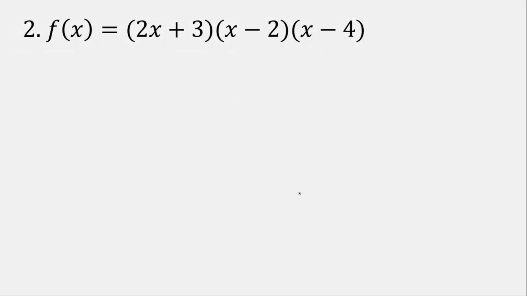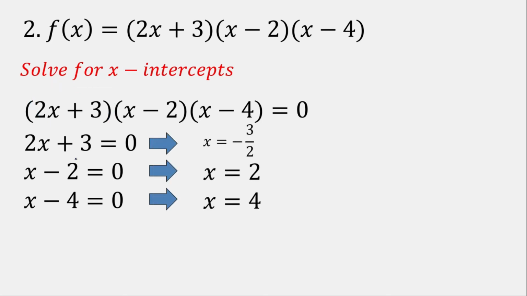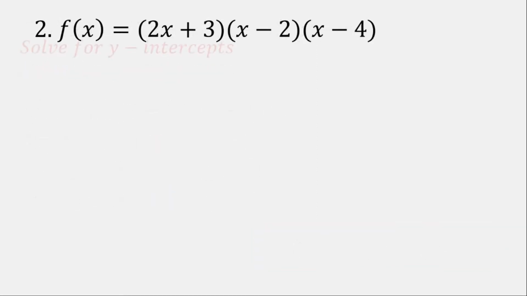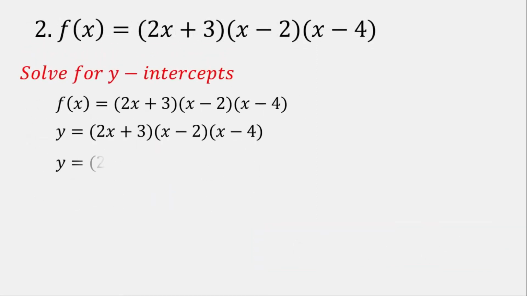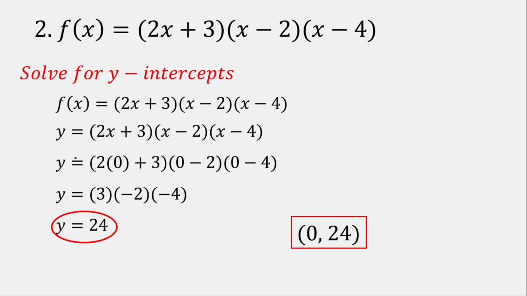Next, number 2. This is special because we have 2x as our value of x. Looking at this, it will give us a fraction that is negative 3 over 2. So this will be our x-intercept. For the y-intercept, just change x to 0, multiply it, simplify it, and we will have 24 as our value of y if x is 0. Then we have 0, 24 as our y-intercept.